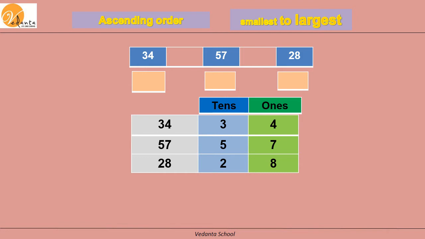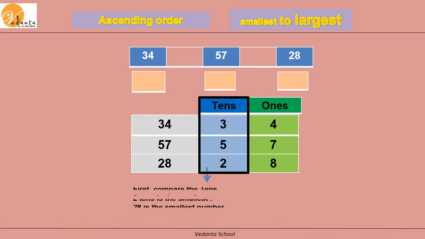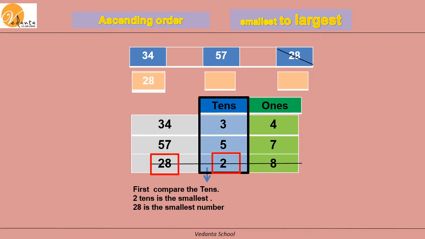That's all. So the first step, like I've already told you in comparison of numbers, is to compare the numbers in the tens place. What do you notice? Which is the smallest number? 2 tens is the smallest number. So 28 becomes the smallest number among all these. So you will immediately cross out 28 and write it in the first position. To avoid confusion, you can cut that off here.